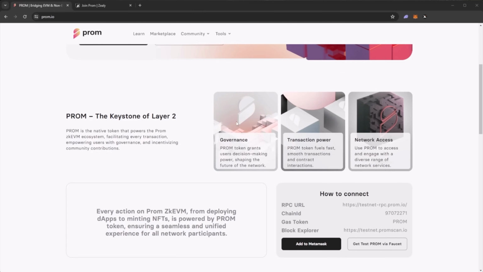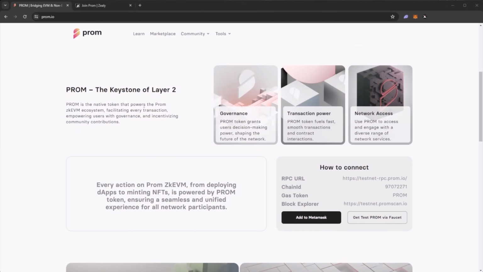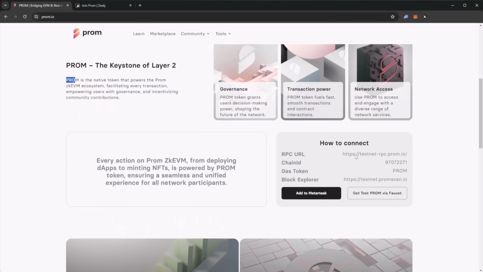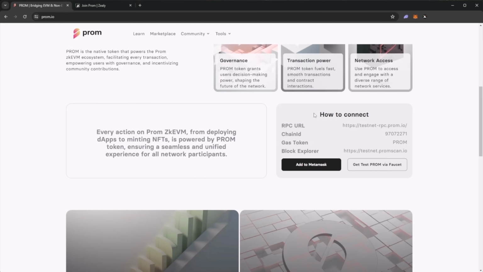Apart from many other L2 solutions, Prom breaks single chain limitations and transcends interoperability to chains like Solana and Bitcoin as well. So Prom, the keystone of layer 2, the native token, of course, Prom, powers the Prom ZK EVM ecosystem, facilitating every transaction, empowering users with governance, incentivizing community contributions. You can, of course, connect to the Prom testnet right now, and you can get test Prom via the faucet. Every action on Prom EVM, from deploying dApps to minting NFTs, is powered by the Prom token.